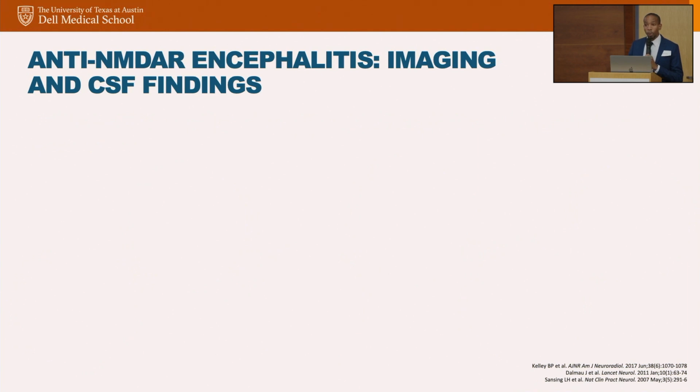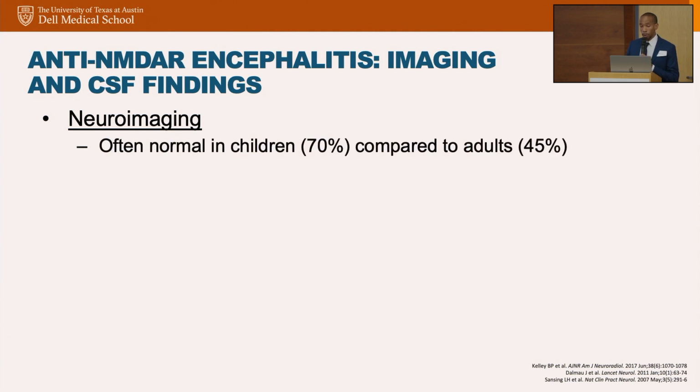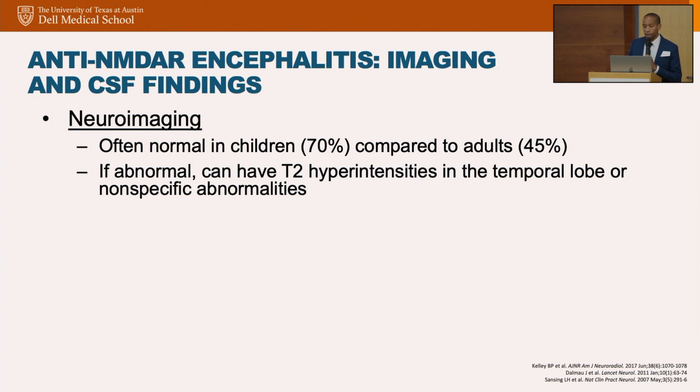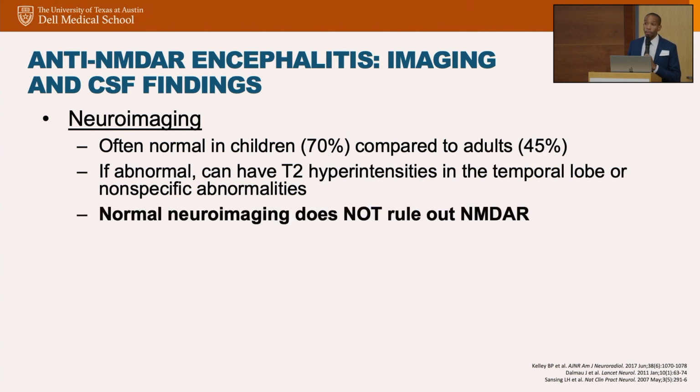So as far as supportive findings with imaging and CSF, neuroimaging in kids is often normal. 70% of kids with NMDA receptor encephalitis will have normal imaging, which is very different than in adults, where they more commonly have abnormal imaging. If there are abnormalities on imaging, it's usually within the temporal lobe or sometimes nonspecific findings. But because of this, remember that normal neuroimaging does not rule out NMDA receptor encephalitis.